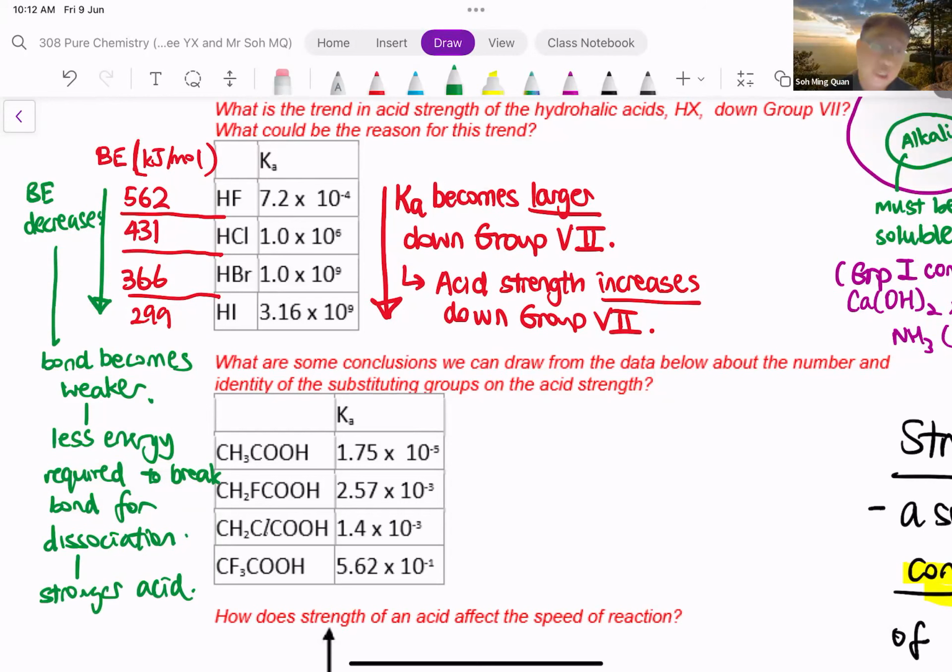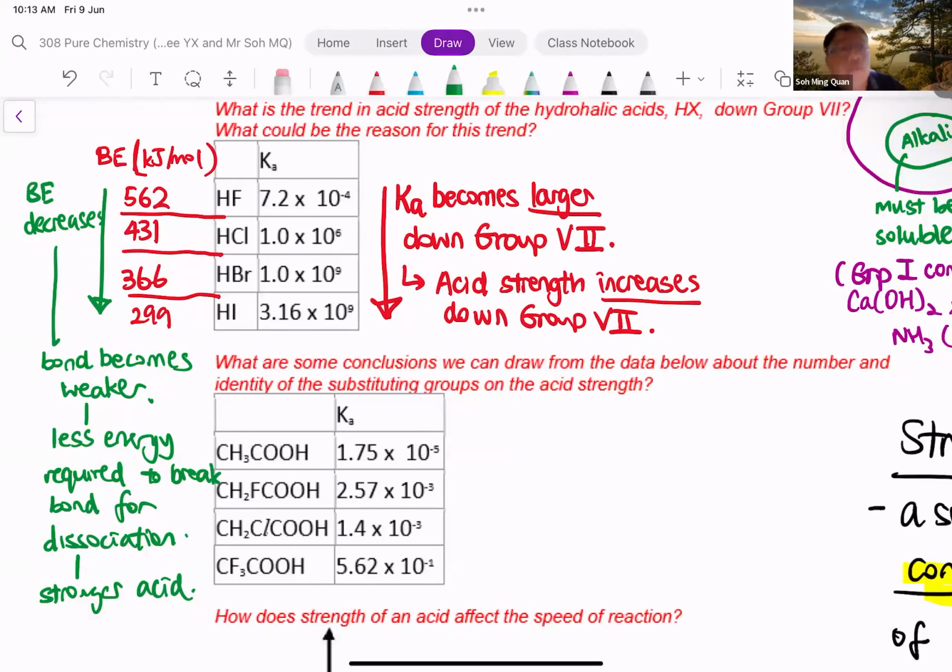Now, this is a potential question, right? You have seen it in your end of year exam last year. If you go back to your end of year exam paper, this is how acids was tested. The entire question was about Ka and bond energy. So we have given you the data, you just need to relate the data together. So that's the first trend that you see. We have seen the trend in acid strength down group 7.